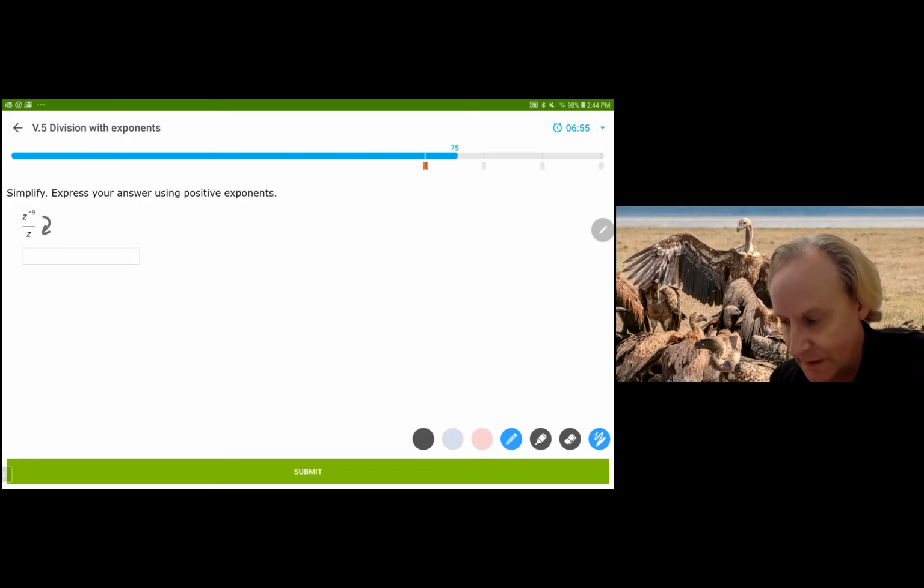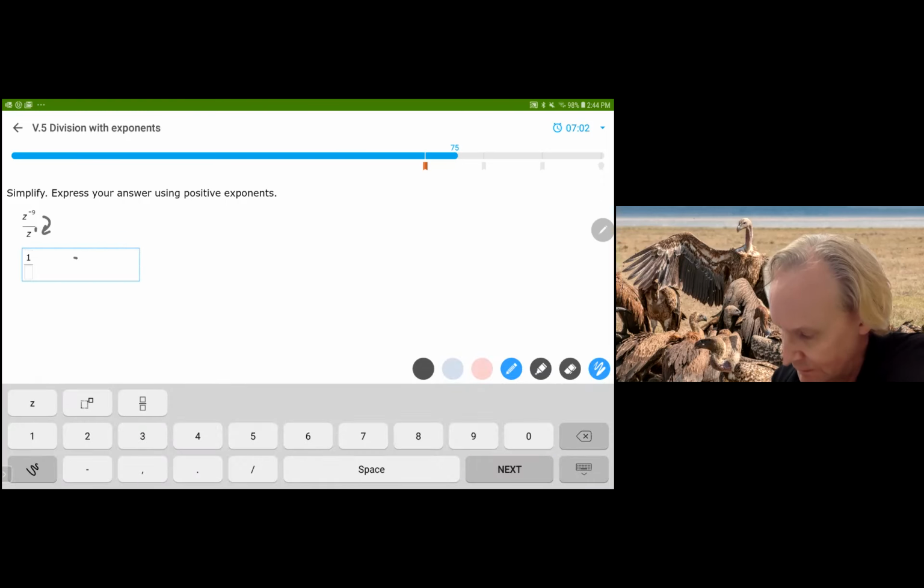So you just move it to the denominator. Remember, there is a 1 there, even though you don't see it. So it's going to be 1 over z to the 10th power.